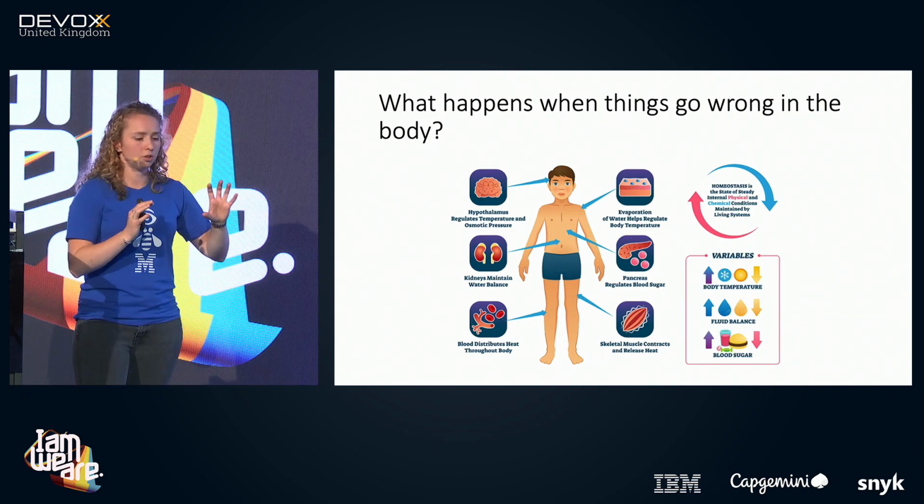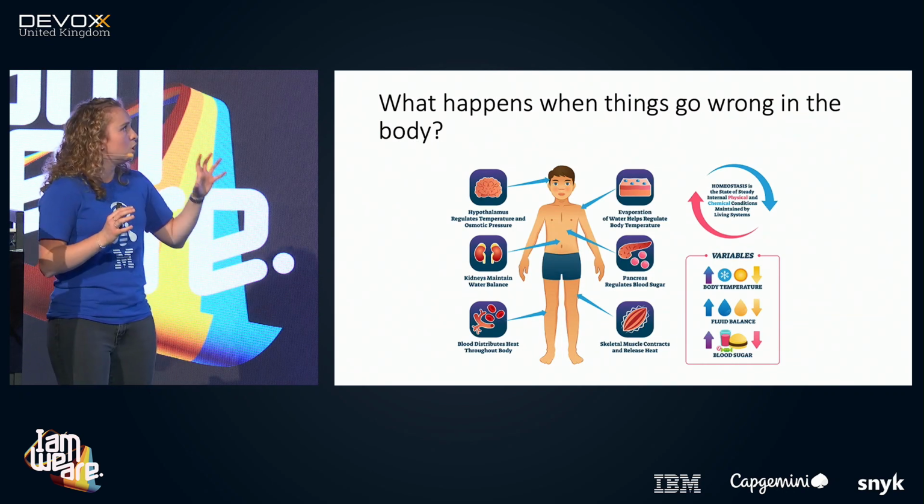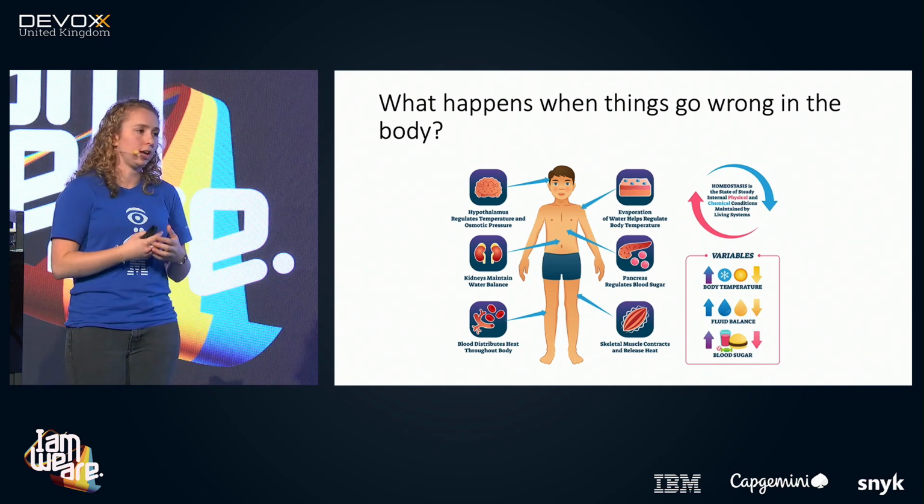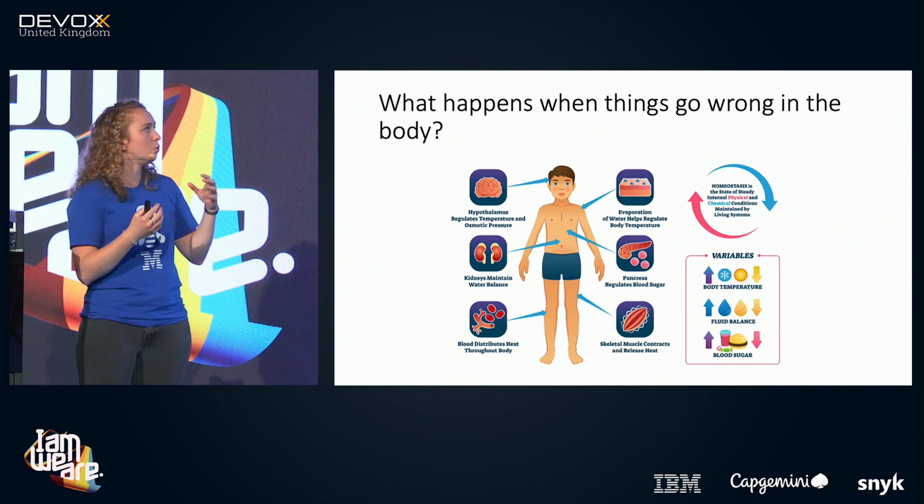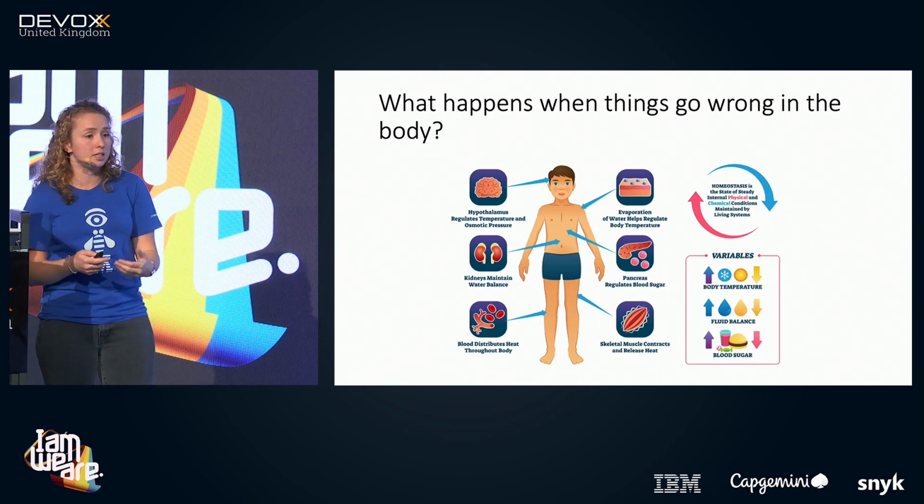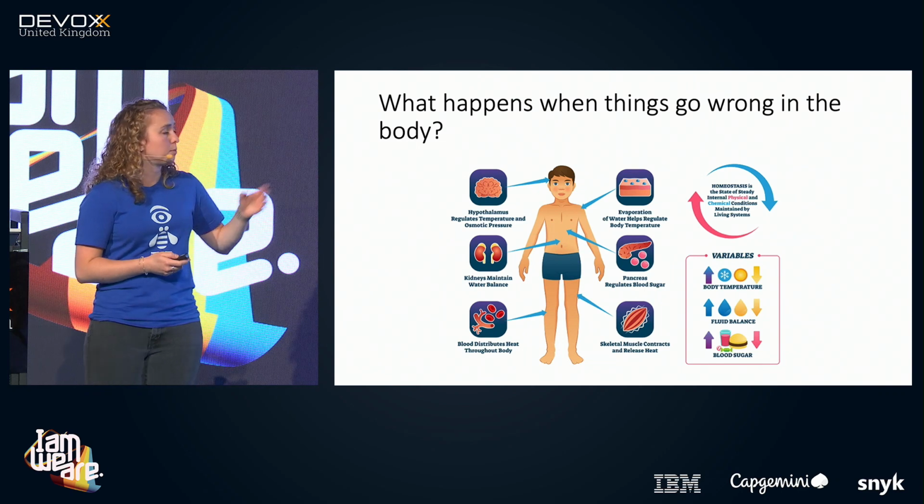Okay, so we've looked at all of these things so far. What about when things go wrong? Now, inevitably, things will go wrong in your application. And so we need to be able to build resilient applications that are able to gracefully deal with this. So what about the body?